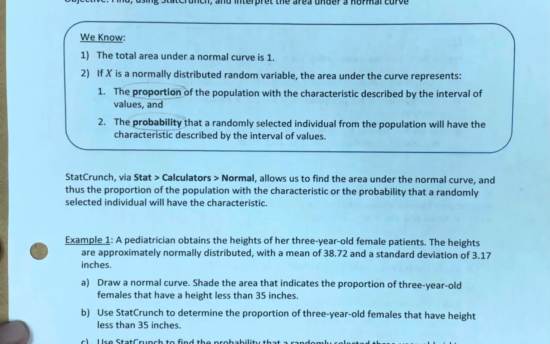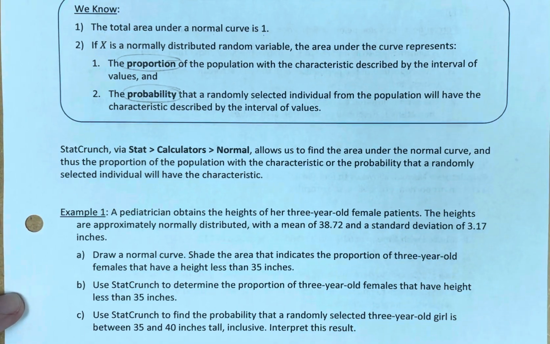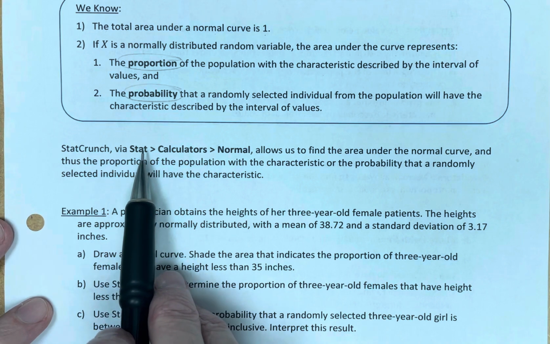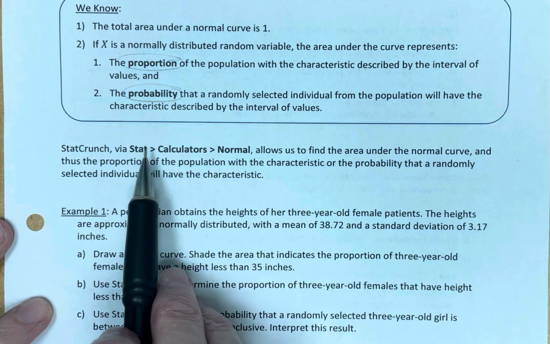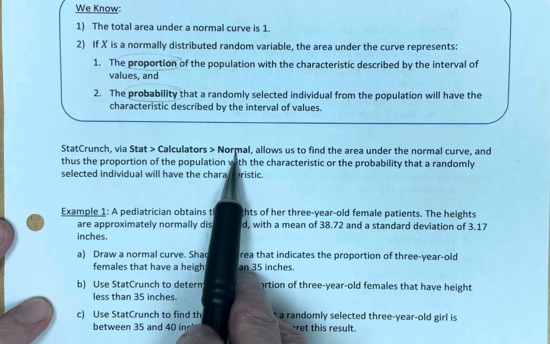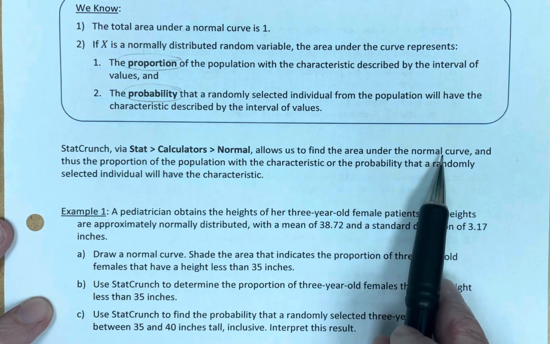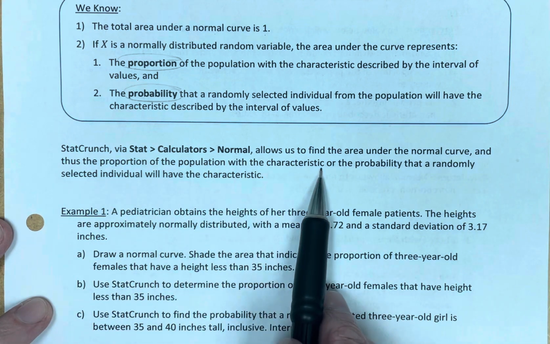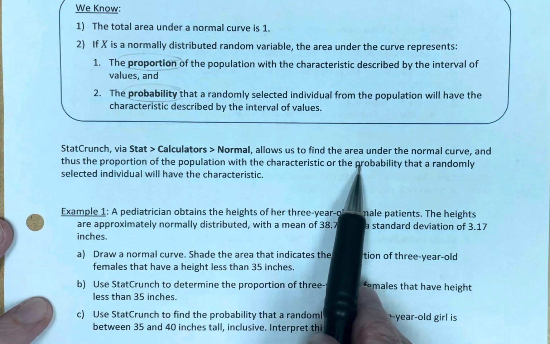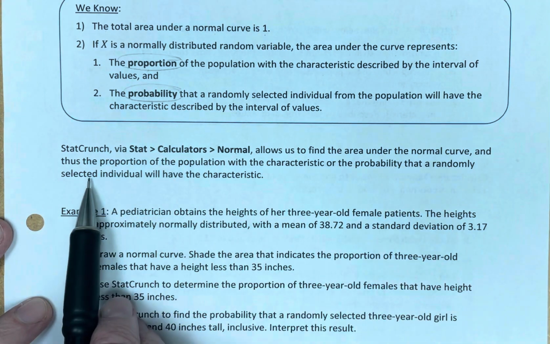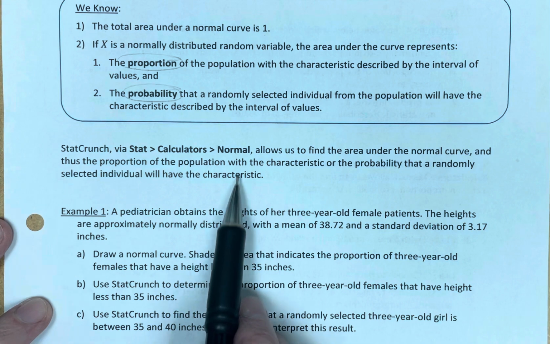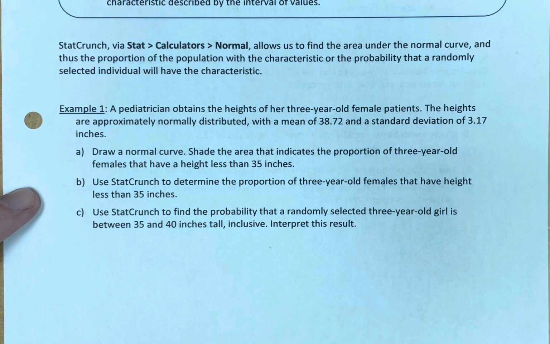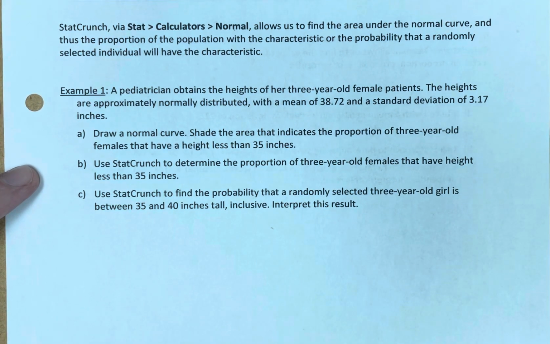So, StatCrunch allows us to find this area under the curve. It's a nice little calculator for that, and the path to get there is Stat, Calculators, Normal. It allows us to find the area under the normal curve, and thus the proportion of the population with the characteristic, this part, or the probability that a randomly selected individual will have the characteristic, that part. Let's take a look. This is nice and straightforward, particularly with a calculator like StatCrunch.